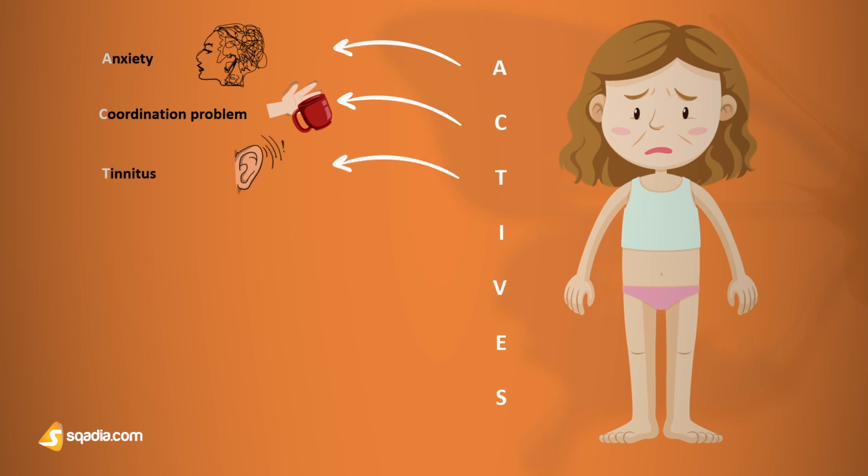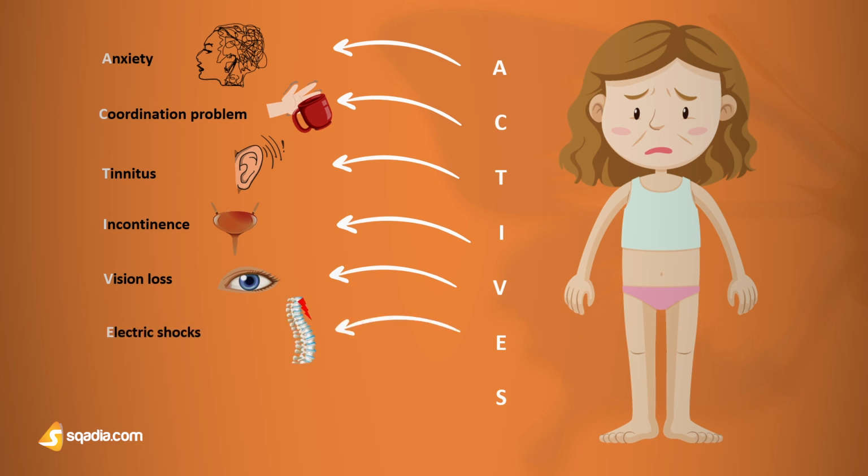T for tinnitus, I for incontinence, which are bladder or bowel problems, V for vision loss or blurred vision, E for electric shocks when moving neck, and S for slurred speech.